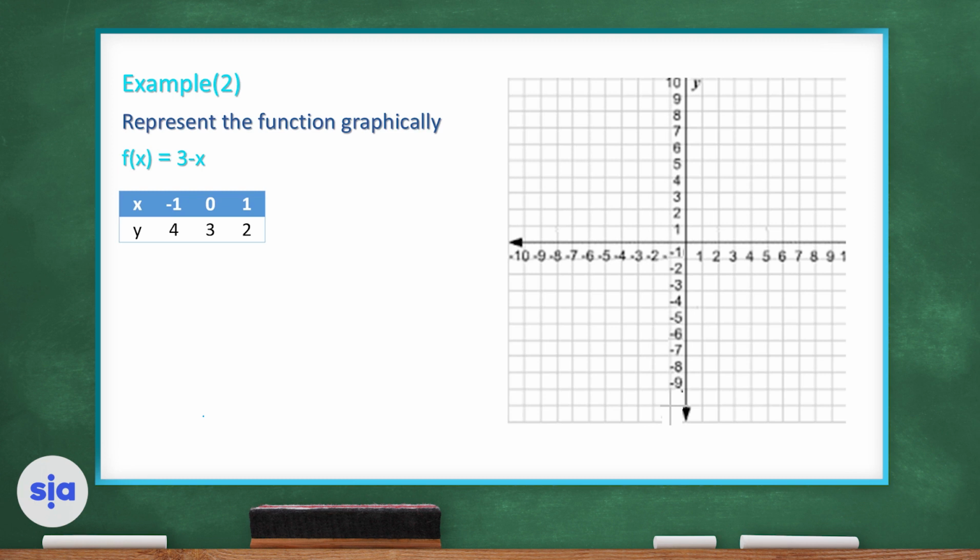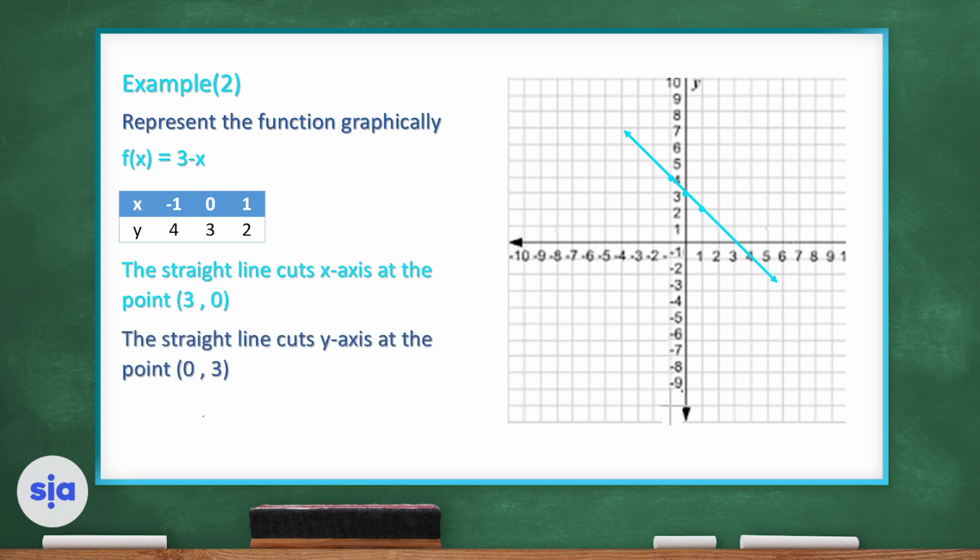You plot these ordered pairs: (-1, 4), (0, 3), and (1, 2). And then you connect between them with a straight line. As you can see here, this straight line is cutting the x-axis at point (3, 0), and cutting the y-axis at point (0, 3). By the way, the point where the graph cuts the x-axis is called the x-intercept, and the point where the graph cuts the y-axis is called the y-intercept.